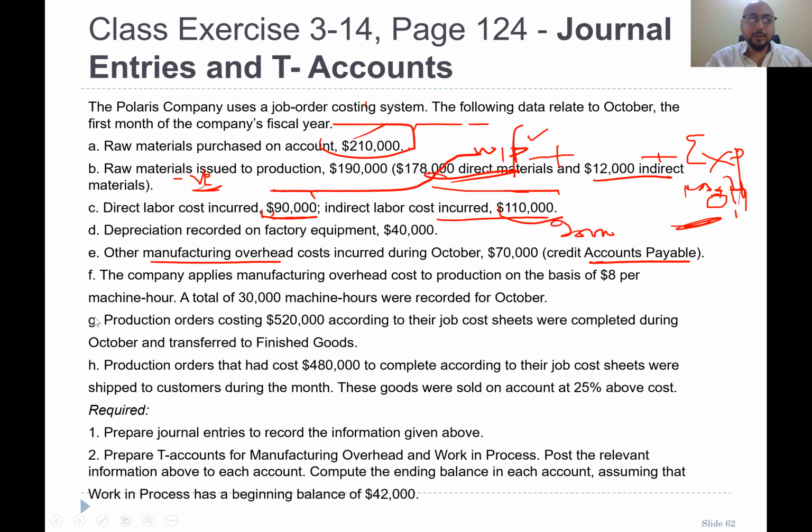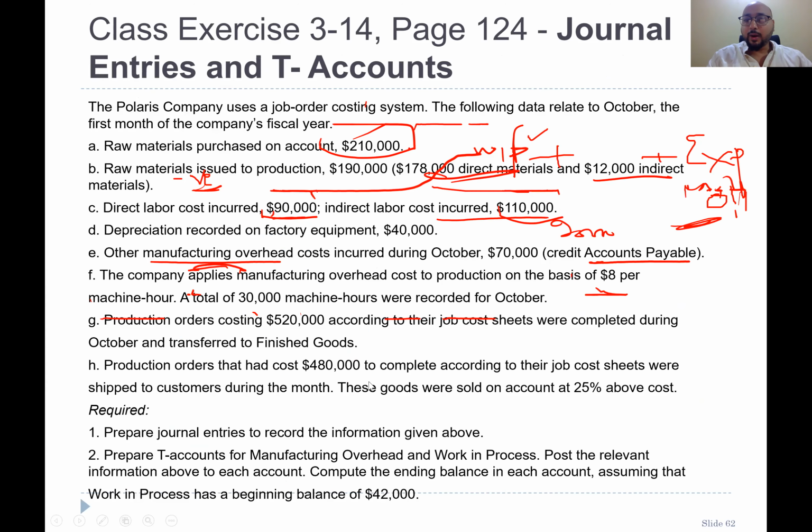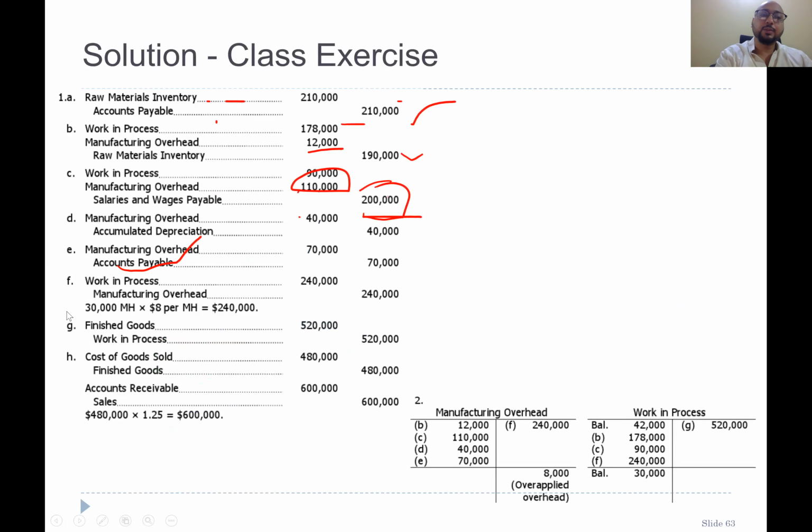And then here, the company applies manufacturing overhead to production on the basis of $8 per machine hour. A total of 30,000 machine hours were recorded. So this is applied manufacturing overhead, right? Applied manufacturing overhead is written on the credit side of the manufacturing overhead, right? So the entry would be work in progress to manufacturing overhead, which is applied, right?